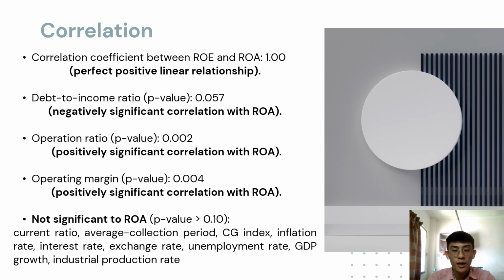The rest are the factors that are not significant to ROA, whose p-value is greater than 0.1: current ratio, average collection period, CG index, inflation rate, interest rate, exchange rate, employment rate, GDP growth, and industrial production rate.